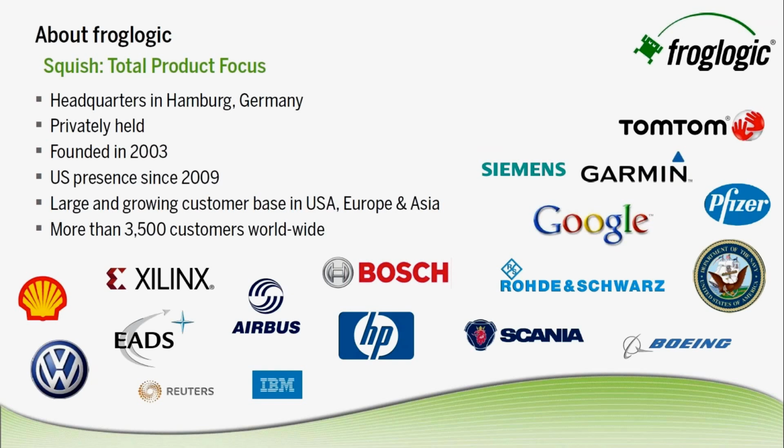Now, froglogic is headquartered in Hamburg, Germany. We're privately held. We were founded back in 2003, which in terms of automated GUI testing is quite a significant amount of time. We've also had US presence since 2009. Now, we have customers throughout the world. That number is probably a little dated now, the 3,500 customers worldwide. You can recognize some of the logos there. We have customers from all different verticals, different size companies using Squish GUI Tester.